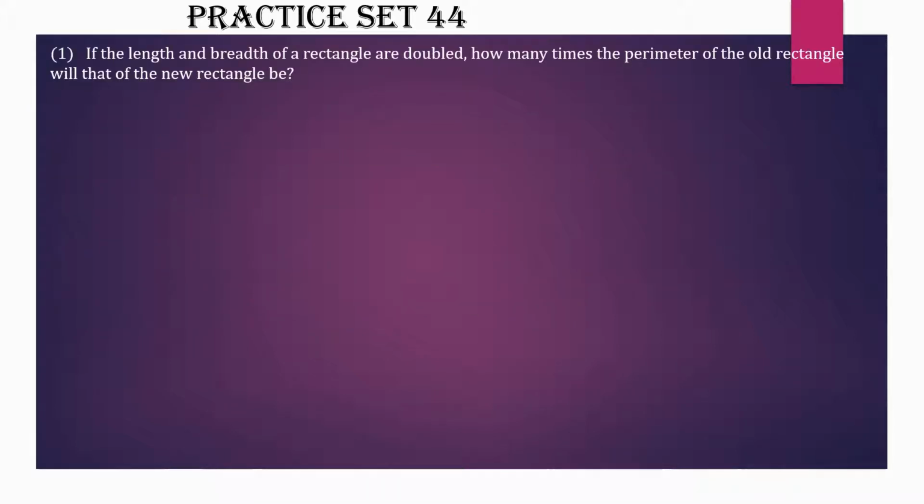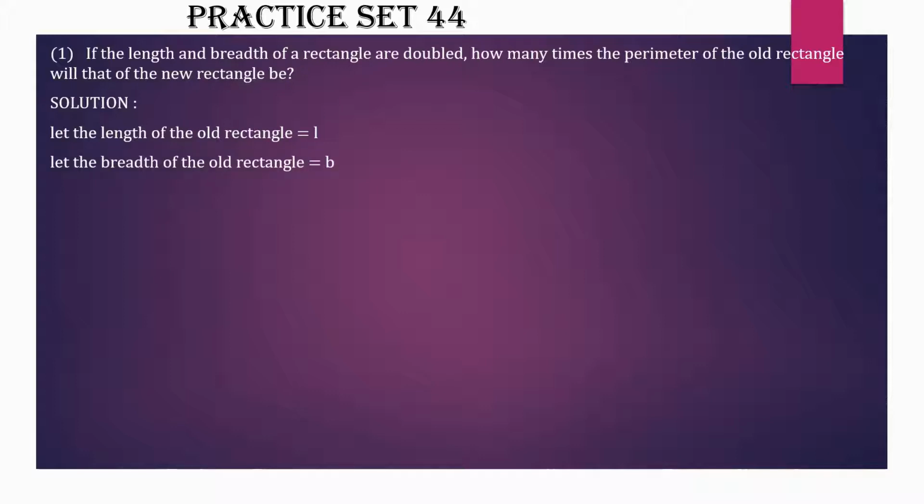Practice set 44. First question. If the length and breadth of a rectangle are doubled, how many times the perimeter of the old rectangle will that of the new rectangle be? Solution. Let the length of the old rectangle be L. Let the breadth of the old rectangle be B.